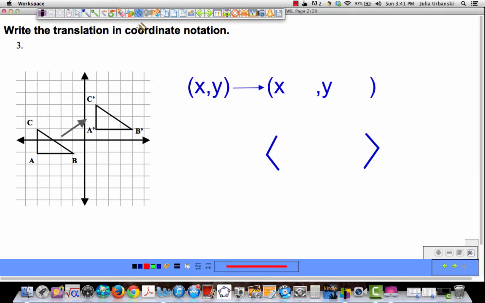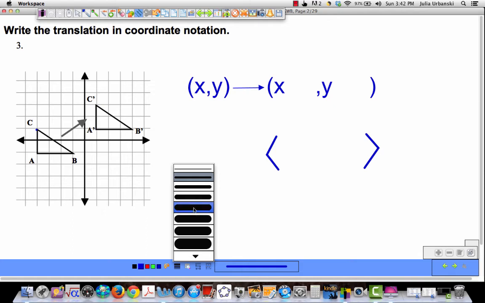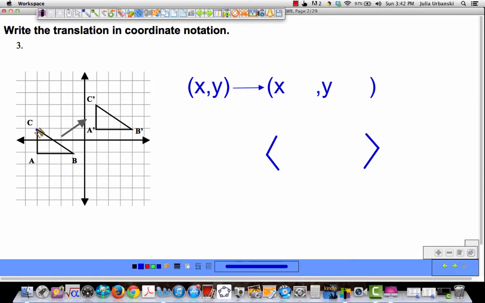So start on this point right here, this point C. And let's figure out what happened to get it up to the point C prime. Okay, figure out the change. So it looks to me like we're going to the right. That's going to be a positive value, positive change in the x's. So let's count how many places. 1, 2, 3, 4, 5. So we're going 5 to the right. That means you're going positive in the x direction 5 places.